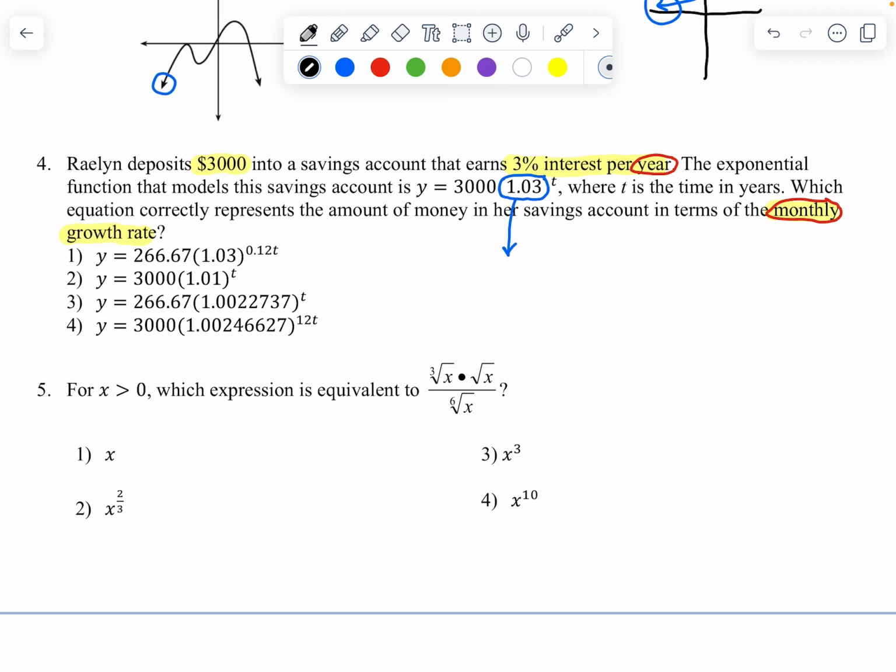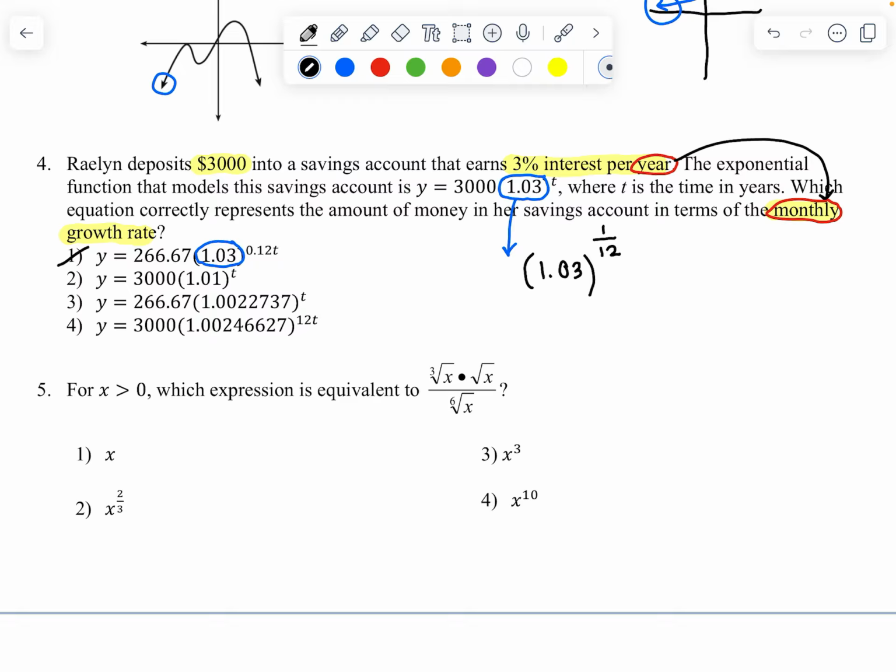And that rule is where you take that rate and you raise it to the 1 over the unit change. So what is the unit change? Well, we're going from years to months. So how many months are in a year? 1 over 12. Okay, now if you look at your multiple choice options, do you notice how option 1 did not even change? So therefore, I know that that's not the correct answer.